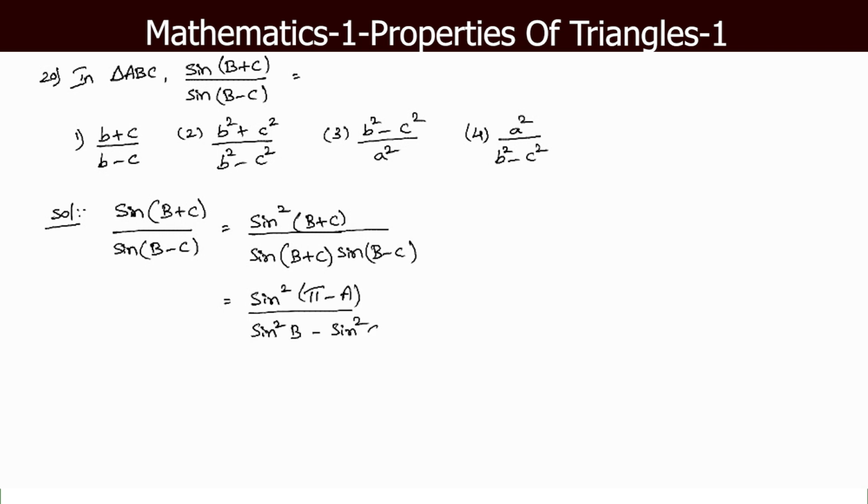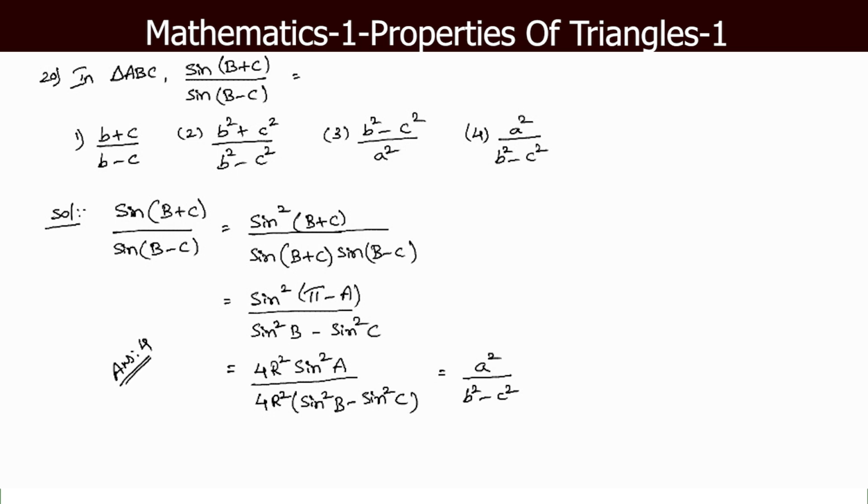Sin(pi minus A) is sin A. So multiply both numerator and denominator with 4r square: 4r square sin square A by 4r square into (sin square B minus sin square C), and 4r square sin square A is small a square. So it is small a square by small b square minus small c square. So the correct option is option number 4.